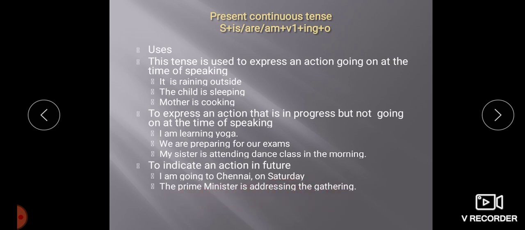So there are two tenses which can be used to denote future references. The first one is the simple present tense and the second one is the present continuous tense, as you can see in the examples.